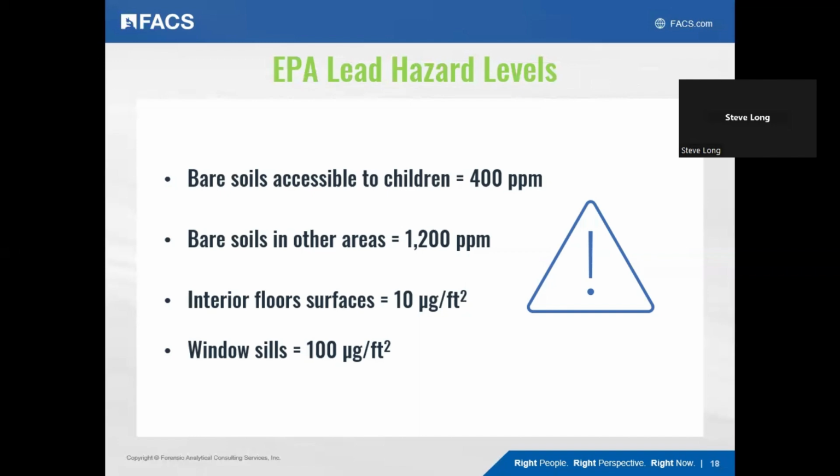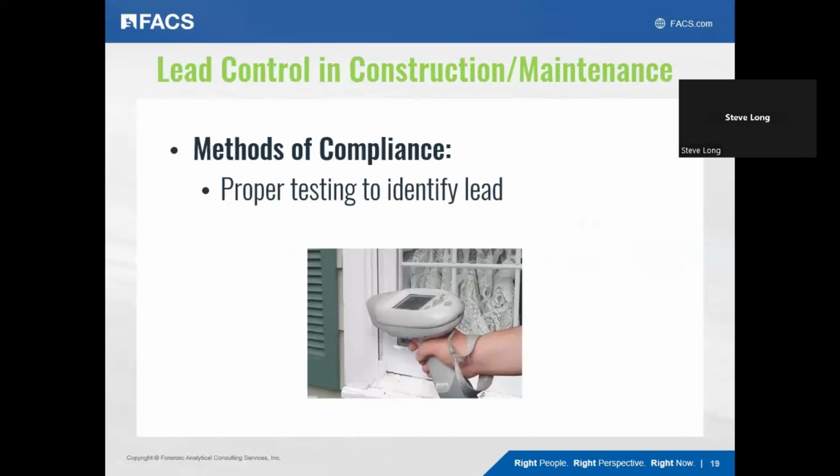Windowsills being less of an exposure hazard than a floor, the level is set at 100 micrograms per square foot. So now let's talk about methods of control, methods of compliance.